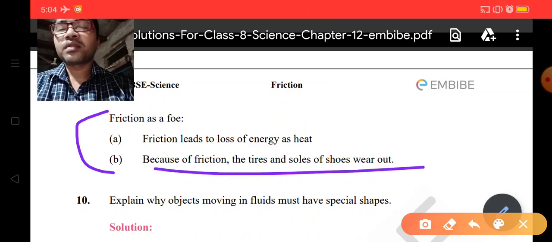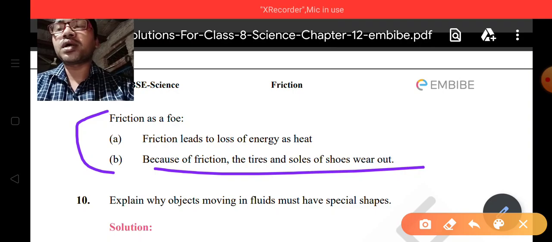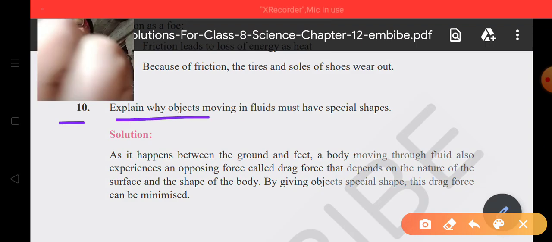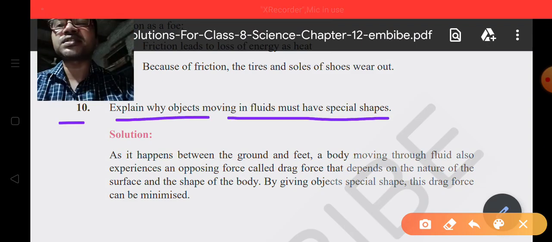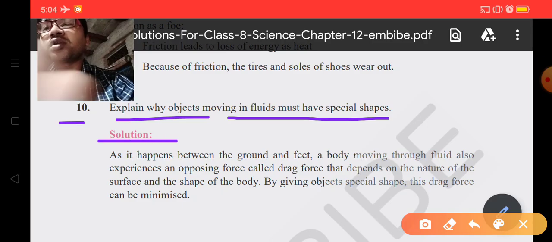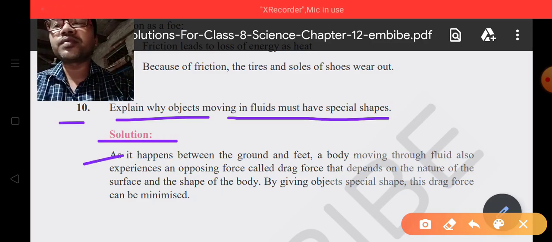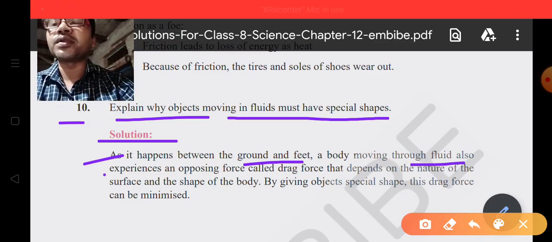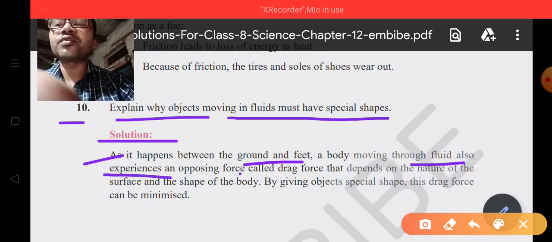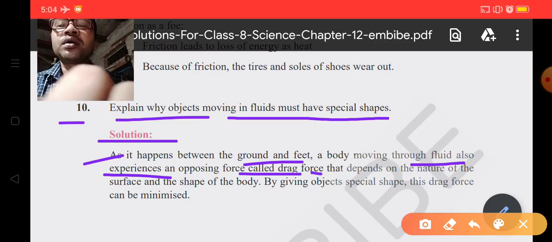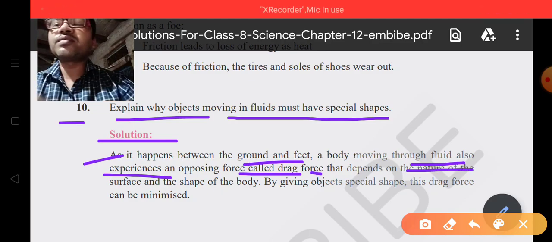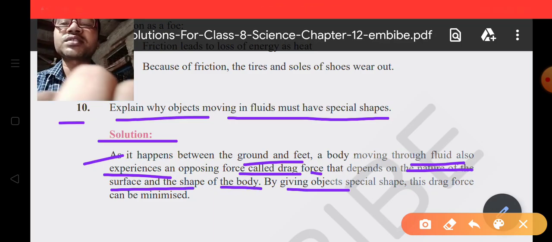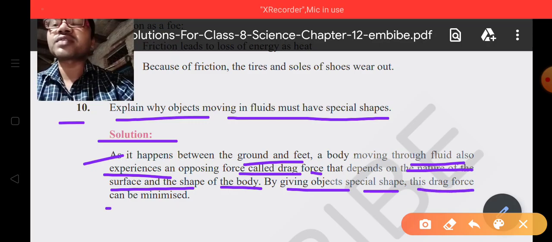Okay. Now we are ready to write down the answer of question number 10. Explain why object moving in fluid must have special shapes. So you can see here the solution is given. As it happens between the ground and the feet, a body moving through fluid also experiences an opposing force called drag force. That depends on the nature of the surface and the shape of the body. By giving objects special shapes, this drag force can be minimized.